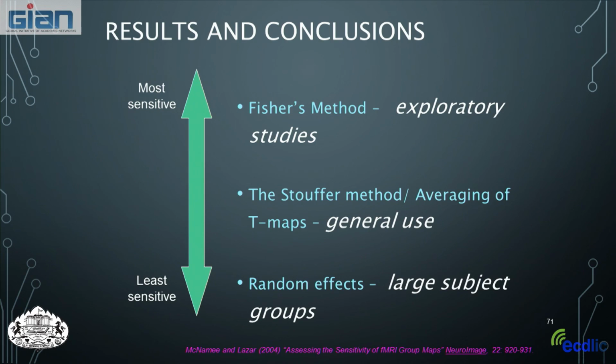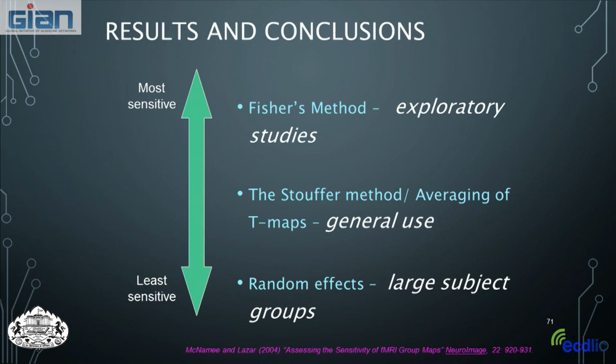So the conclusion from this study was that some of these tests, especially Fisher's method, were very sensitive to the effects of individual subjects. And something like the random effects was the least sensitive to the adding and removing of subjects. And the averaging of T-maps, which we also looked at, and Stouffer's method, were somewhere in the middle.